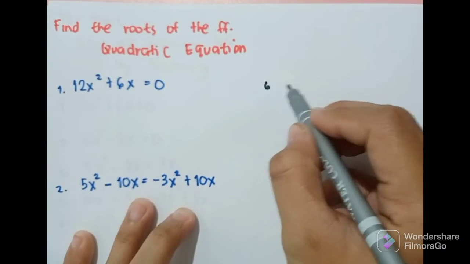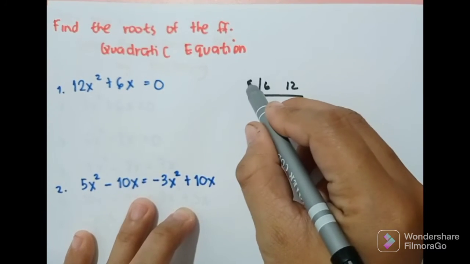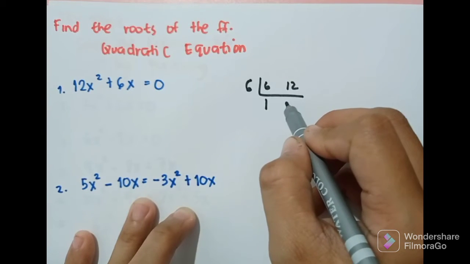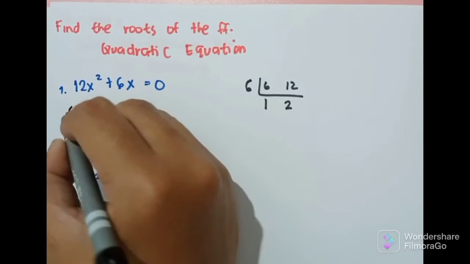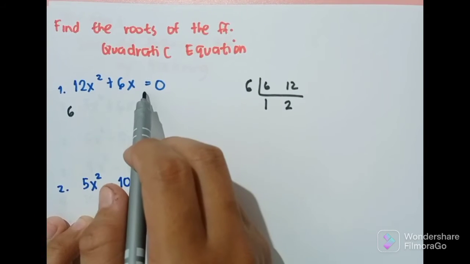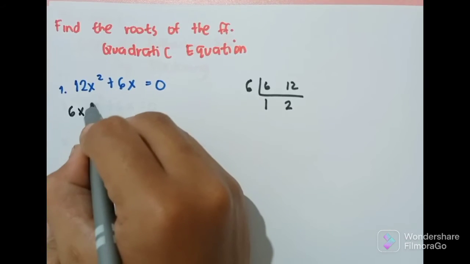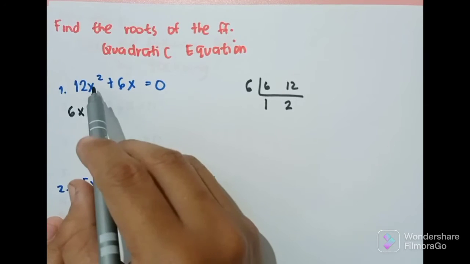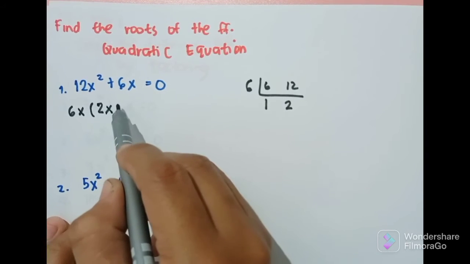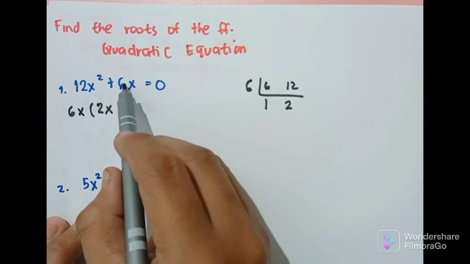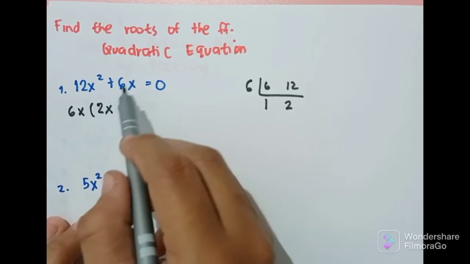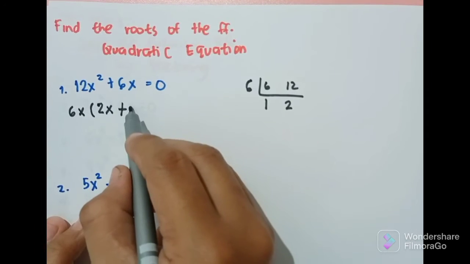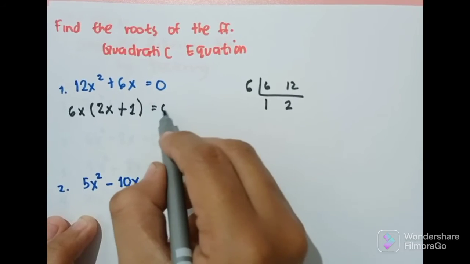Okay, so again, 6, 12. So, divide natin by 6. 6 divided by 6, 1. 12 divided by 6, that is 2. So, that is 6. How about the variable? So, is it x squared or x? Okay, that is x. Then, we'll divide. 12 divided by 6, that is 2. And x squared divided by x, that is x, plus 6 divided by 6, that is 1. And x divided by x, that is 1. So, therefore, they are equal to 0.